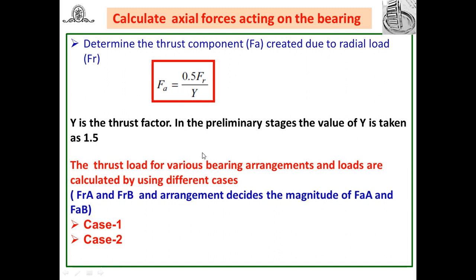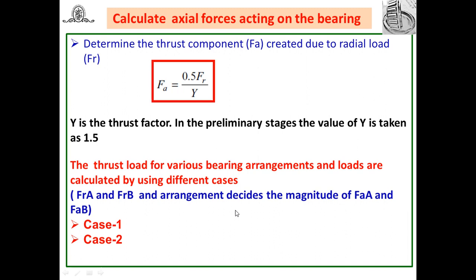But in different applications, you know very well, helical gears, bevel gears, and worm gears are mounted on the shafts. Because of the helix in helical gears, there is a thrust component. In bevel gears, there is also a thrust component. In a worm and worm wheel, there is also a thrust component. And how do we find the magnitude of this thrust load? So what we have to do is calculate the thrust load for various bearing arrangements. Various bearing arrangements means whether it's a back-to-back mounting or a face-to-face mounting, whether the axial load acts towards the right-hand side or towards the left-hand side.